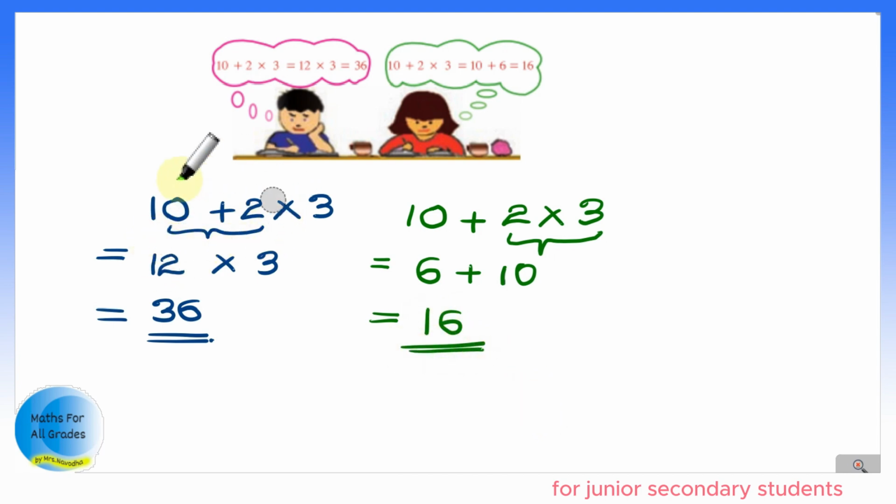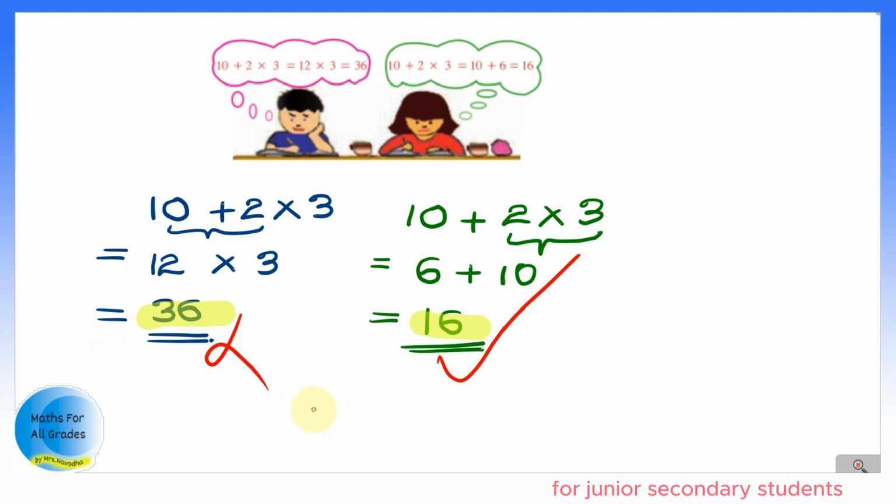You see, they followed different methods. He started with addition, she started with multiplication, and they ended up with different answers. Now, which method do you think is correct? This one is correct and this one is wrong.